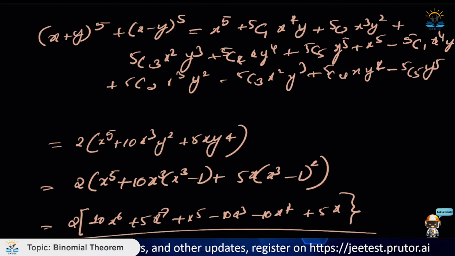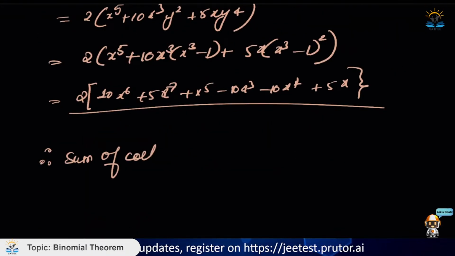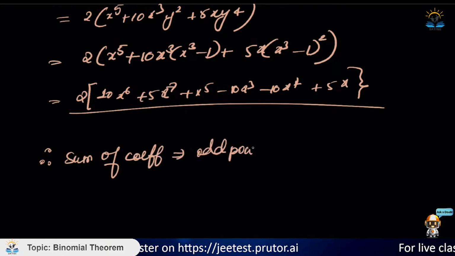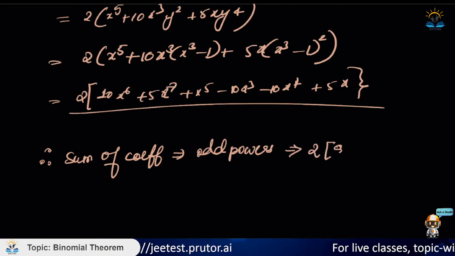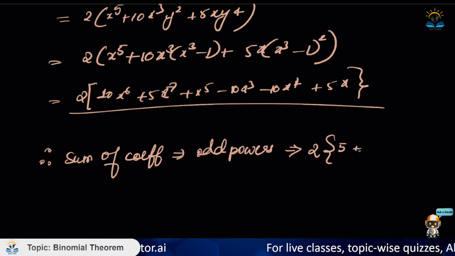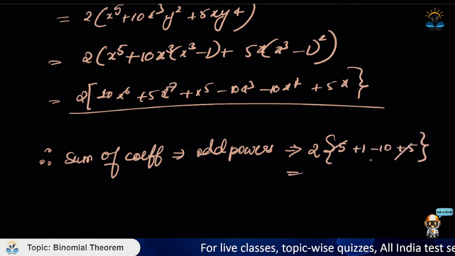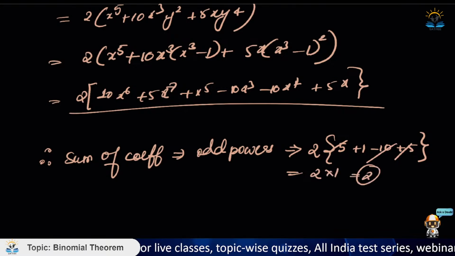So this will be the case, and therefore the sum of the coefficients will be of the odd powers. These are the odd powers of x, that is 2 into 5 plus 1 minus 10 plus 5. This one will go. So 2 into 1 will be equal to 2.